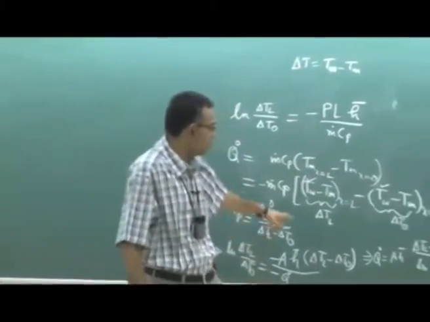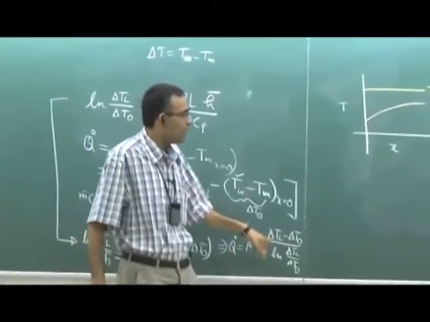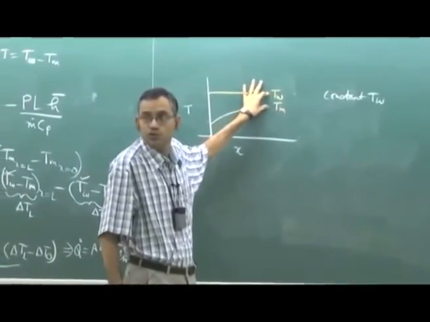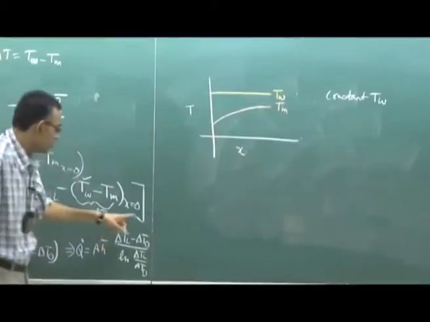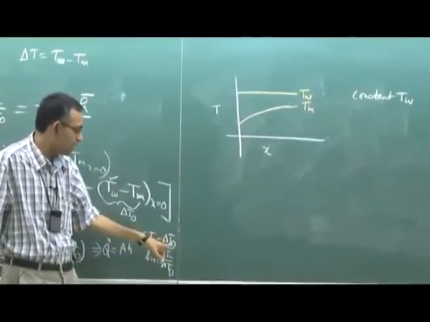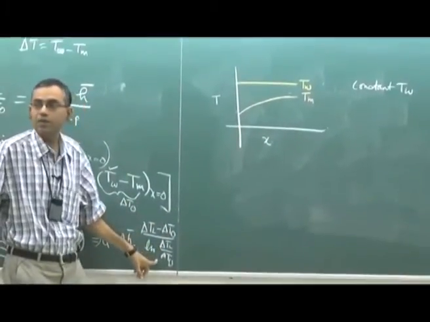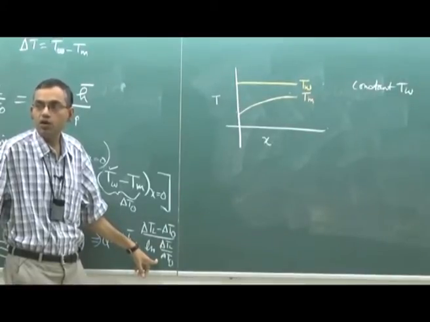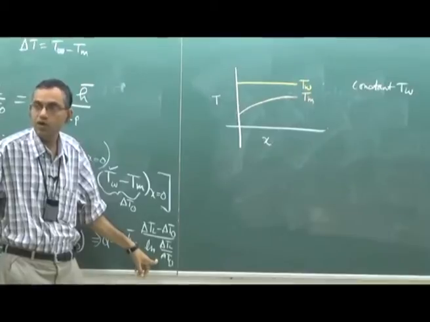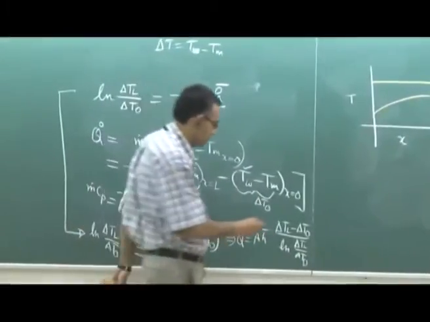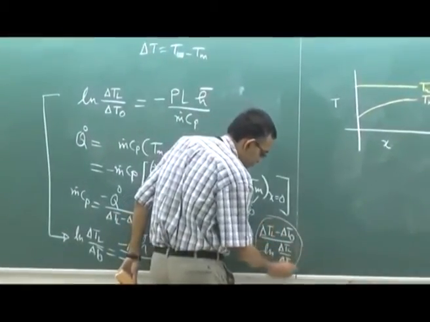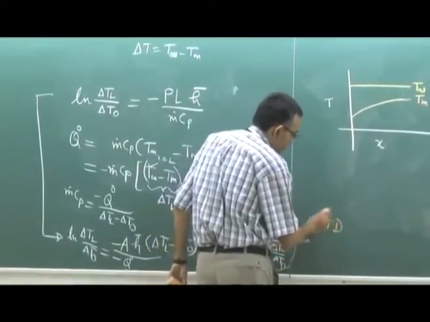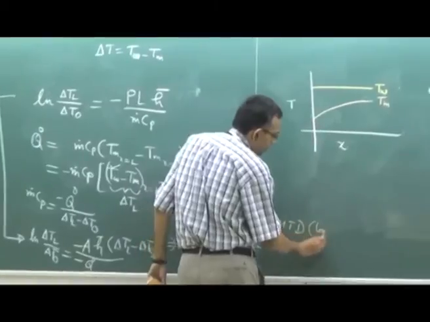We have shown here by our calculation that the average delta T is not this delta T plus this delta T by 2. It is this one: delta T_L minus delta T_0 by ln of delta T_L by delta T_0. This is called the LMTD, or log mean temperature difference, logarithmic mean temperature difference.